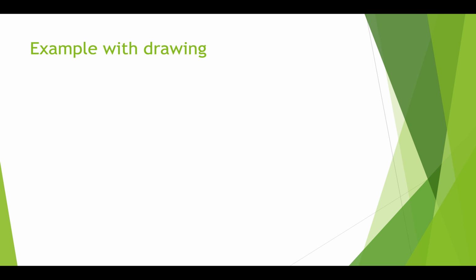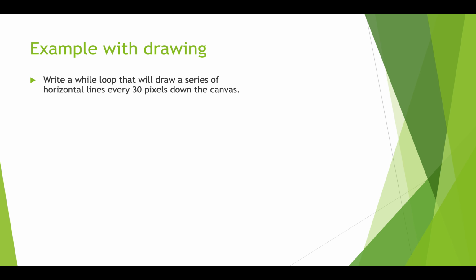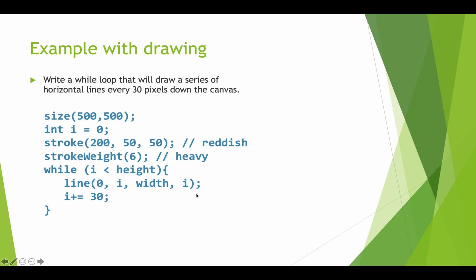All right, here's an example with drawing. If we want to write a loop that will draw a series of horizontal lines every 30 pixels down the canvas, we're going to set up our canvas. We again have an initialization code. We're going to set a variable i to 0. This is sort of our counter variable.